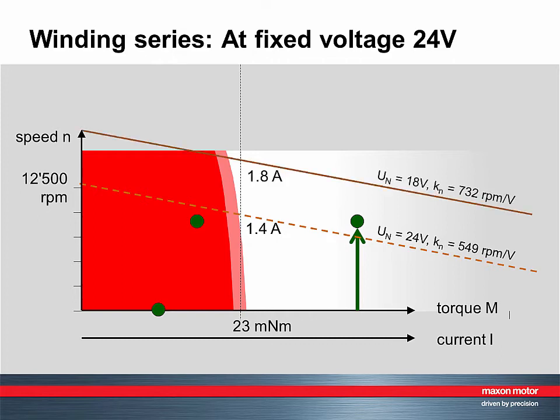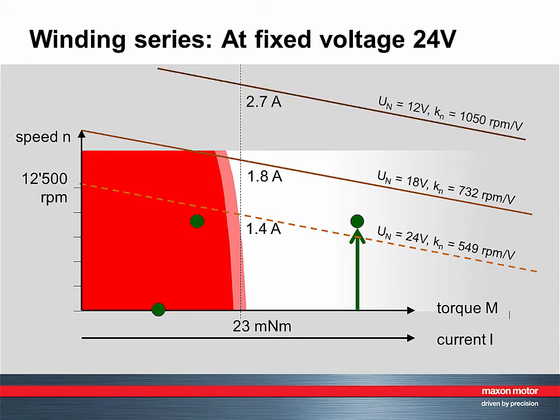The winding to the left with a higher speed constant, nominal voltage of 18 volt, covers all the operation points easily. A speed or position controller will adjust the motor voltage to the lower values needed. However, the current requirements are higher.